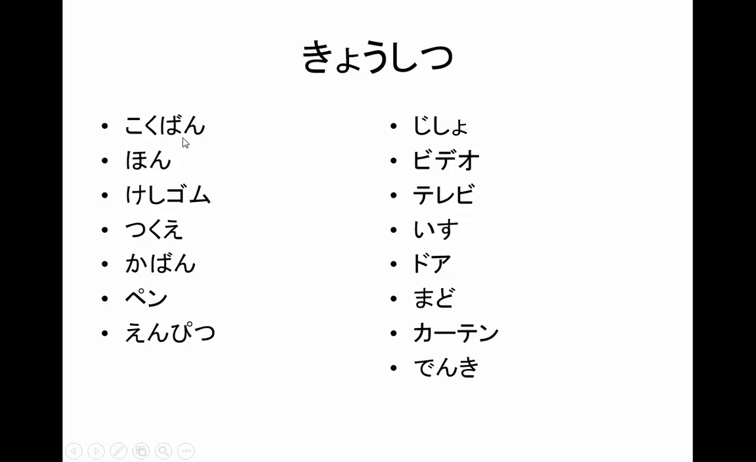Kokuban, board. Okay. Hon, book. Right. Keshigomu. Some of you have them on the end of your pencil. Eraser, yes, keshigomu. It's specifically a pencil eraser, the kind that you use to erase pencil. This is called a kokuban keshi, a board eraser, kokuban keshi. But those guys are keshigomu. Okay. This one is tsukue, desk.